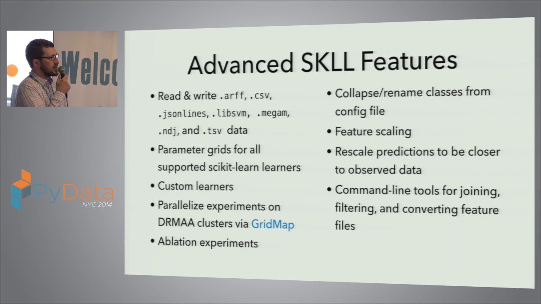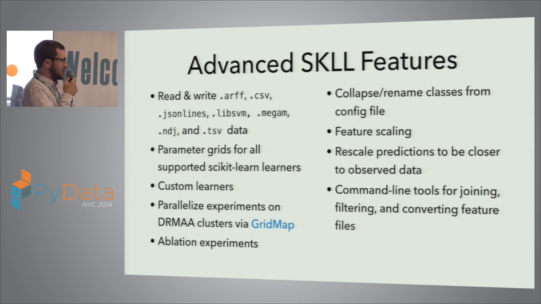We're also all about command line tools. We've got tools for joining, filtering, and converting feature files. So if you've got a bunch of feature files that you want to put together or split up, or you've got a CSV file, but you'd like to try using that same file with libsvm in addition to using it with SKLL, you can convert it to libsvm. There are actually people out there who only use our tool for converting data file formats, which makes me a little sad, but at least they're using it for something.